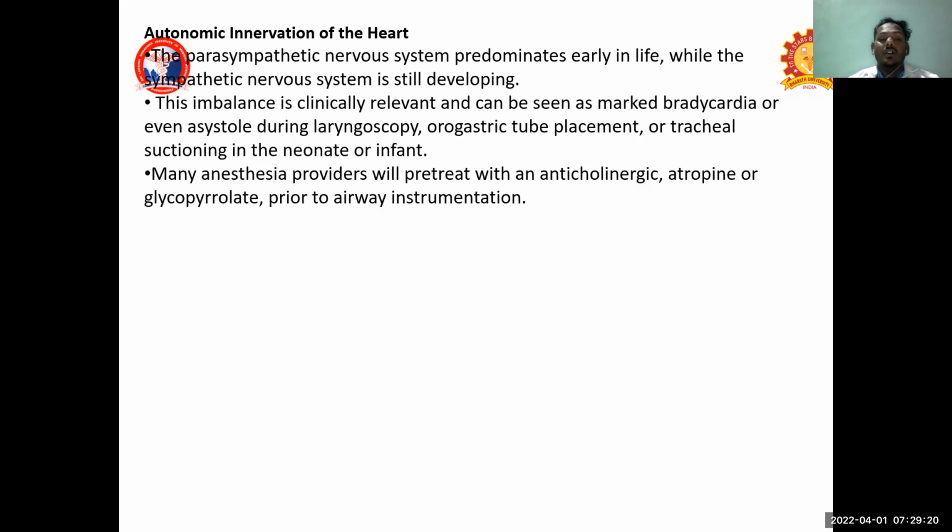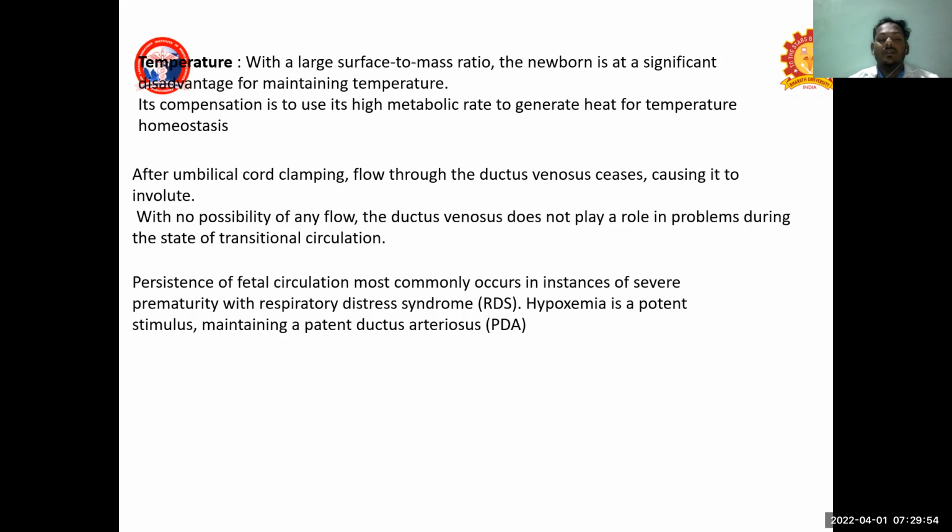Autonomic innervation of the heart: the parasympathetic nervous system predominates early in life, while the sympathetic nervous system is still developing. This imbalance is clinically relevant and can present as marked bradycardia or even asystole during laryngoscopy, orogastric tube placement or tracheal suctioning in the neonatal infant. Many anesthesia providers pre-treat with anticholinergic, atropine, or glycopyrrolate prior to airway instrumentation.